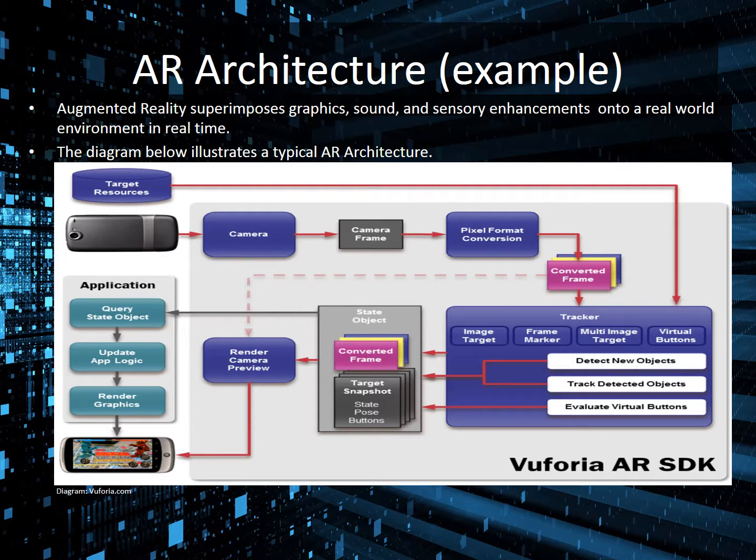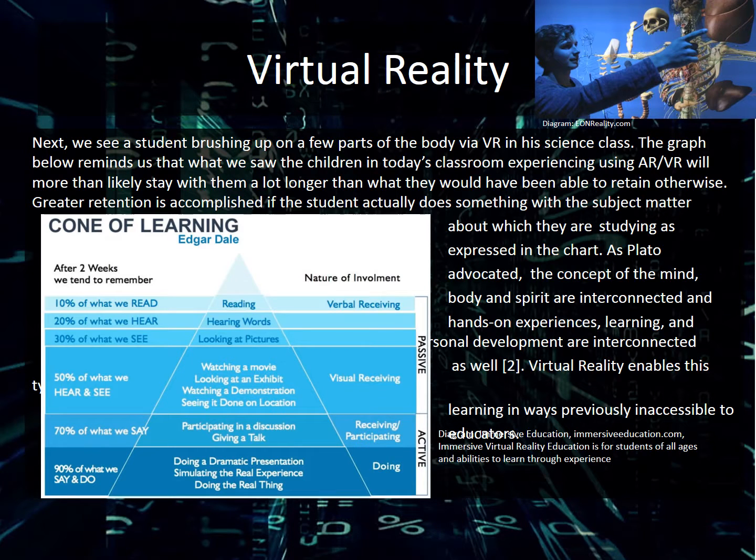Augmented reality superimposes graphics, sounds, and sensory enhancements onto a real-world environment in real time. Pictured here is an example of a typical AR SDK. As you can see, the bulk of the processing is in the tracker and state objects. We see a student brushing up on a few parts of the body through virtual reality in a science class.